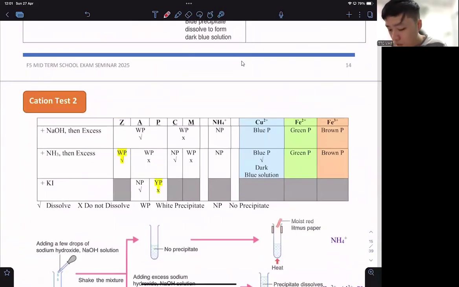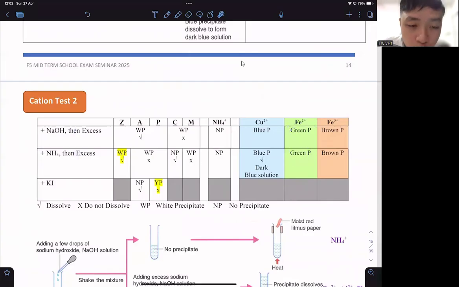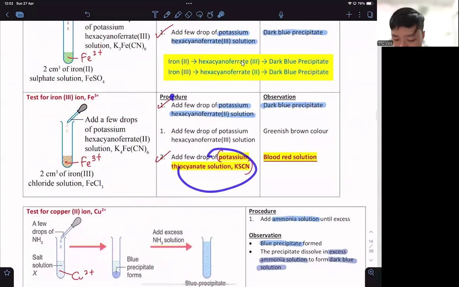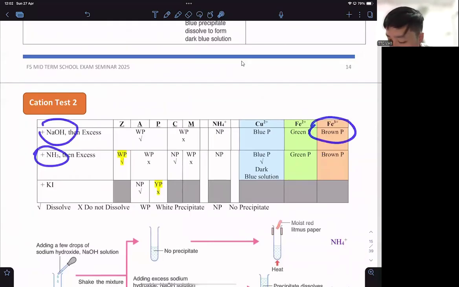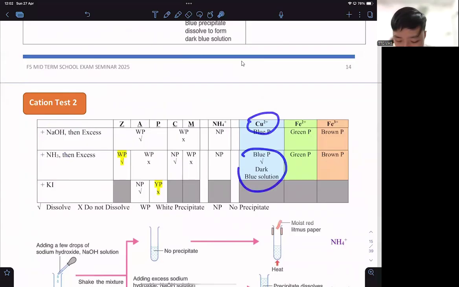And the other part: of course, for Fe2+ I can add not only potassium hexacyanoferrate(III), you can also add NaOH or NH3 and you get a green precipitate. For Fe3+, not only these two, you can also add NaOH and NH3, and you get a brown precipitate. For Cu2+, I talked about it just now: you add ammonia, you get a blue precipitate and a dark blue solution after you add excess.